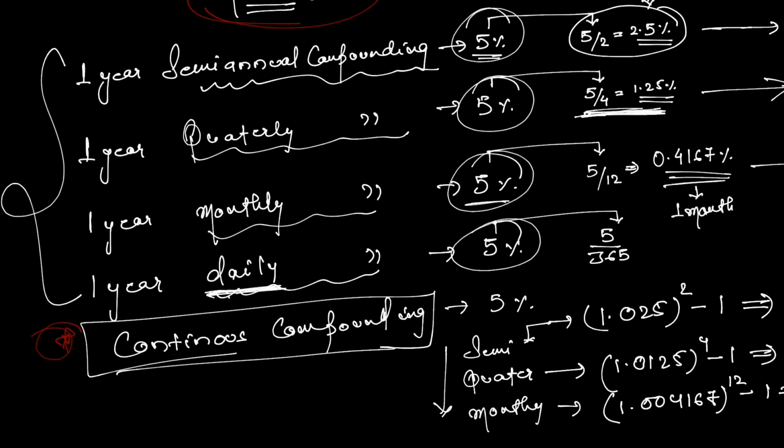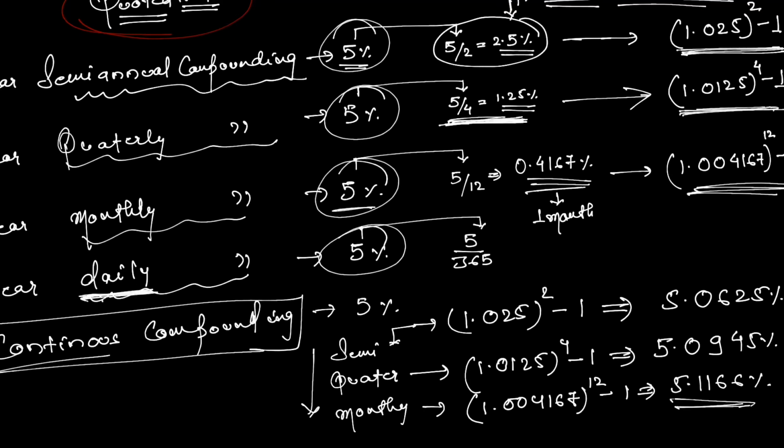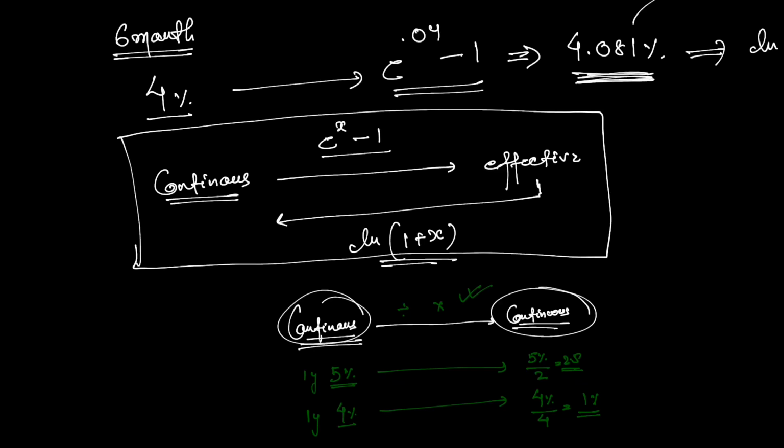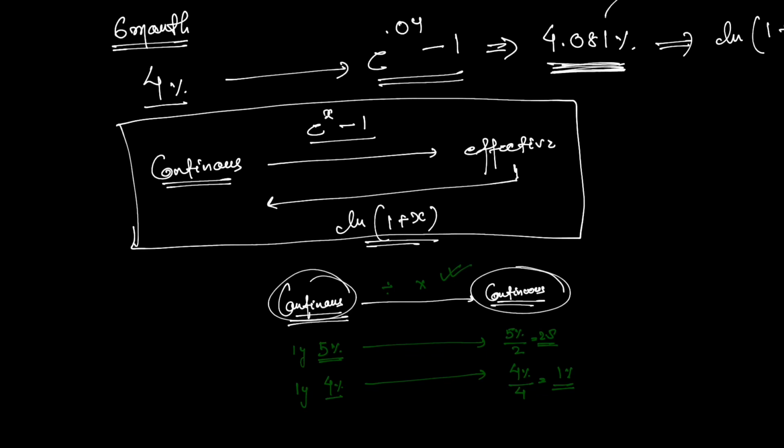If the word is semi-annual compounding, quarterly compounding, monthly compounding, daily compounding, you should understand there is a hidden implicit effective interest rate. And you have to first find out that hidden implicit effective interest rate. If it is continuously compounding, then to move from continuous to effective, you do e to the power x minus 1, and from effective to continuous, you do ln of 1 plus x. But understand, this is the conversion of continuous of one tenure to effective of the same tenure, or effective of one tenure to continuous of same tenure.